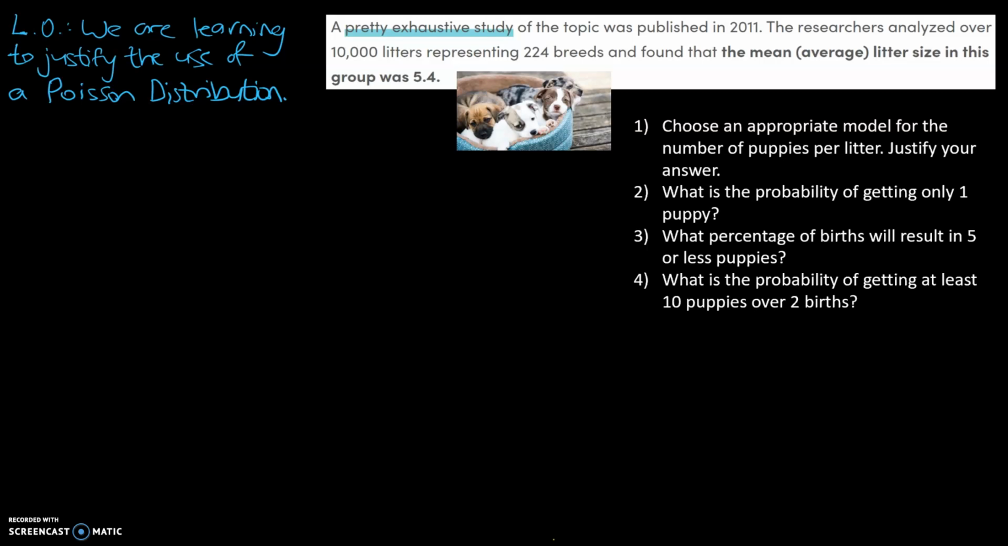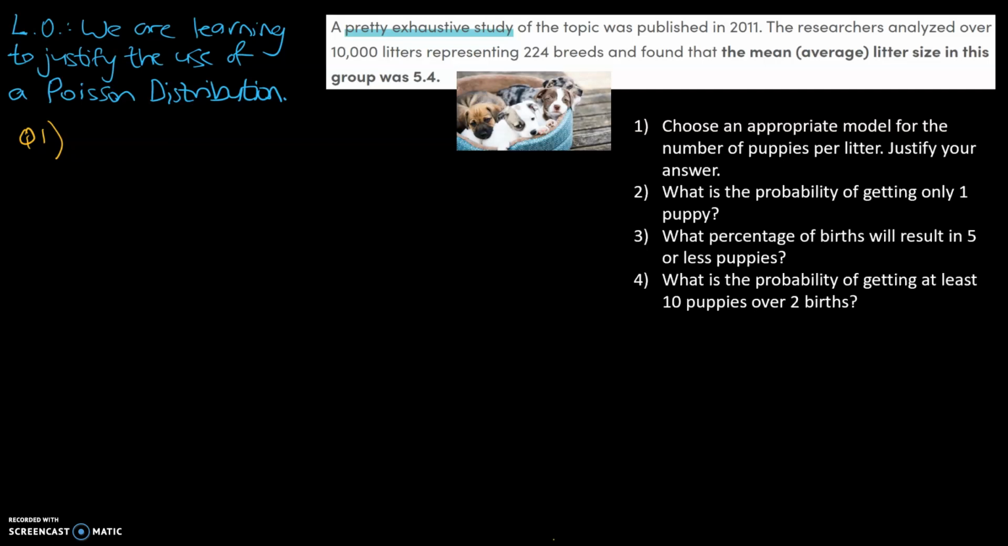What we need to think about is whether it is appropriate, or whether we will have reliable estimates of probabilities, if we use a Poisson distribution for the number of puppies per litter. We're going to start off with question one, which is a pretty insightful question, and we're going to change pen colors to yellow. It asks us to choose an appropriate model for the number of puppies per litter, and make sure you justify your answer. That last part is important.